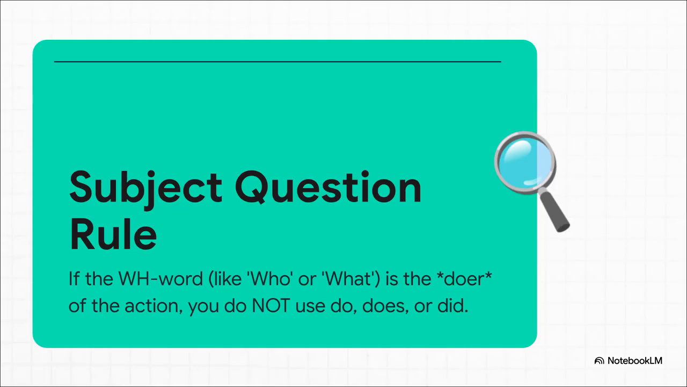So here's the rule, plain and simple. If your question word, like who or what, is asking about the one doing the action, you just drop the helper verbs, do, does, or did. It's that easy. You just say, "Who called?" or "What happened?" It's cleaner, it's simpler, and it sounds perfect.